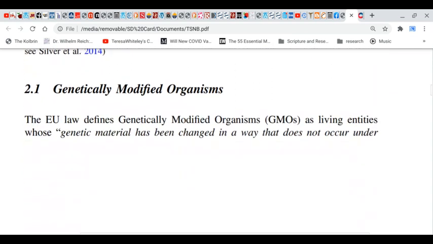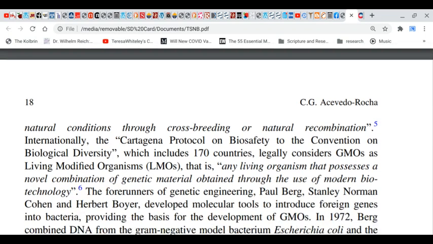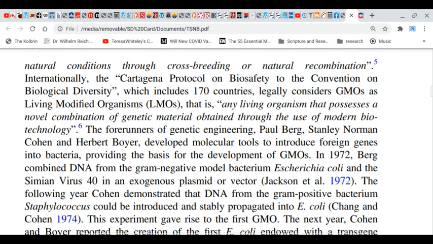Genetically modified organism. The EU law defines genetically modified organisms as living entities whose genetic material has been changed in a way that does not occur in natural conditions through crossbreeding or natural recombination. Internationally, the Cartagena Protocol on Biosafety to the Convention on Biological Diversity, which includes 170 countries, legally considers GMOs as living modified organisms or LMOs. That is, any living organism that possesses a novel combination of genetic material obtained through the use of modern biotechnology.